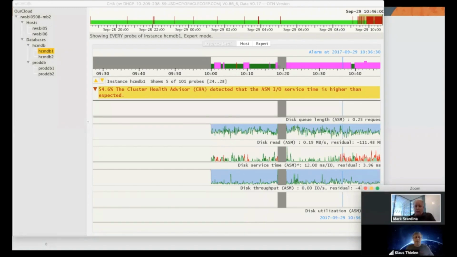Okay, so you were focusing on the different types of problems we detect. Yeah. What about the different uses that customers could put this tool to?